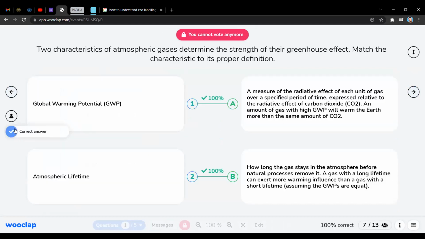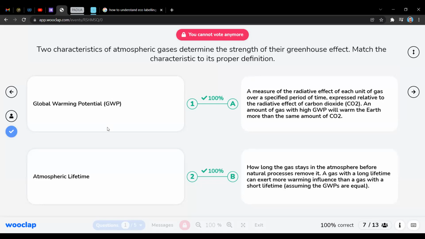Here we had 100%, meaning everybody understood this. This is correct. If you got the correct answer, it should be showing on your screen that you got the correct answer. It should be showing congratulations. Okay, so global warming potential is a measure of the radiative effect of each unit of gas. Meaning, in simpler words, global warming potential is the amount of heat that a particular gas is able to store.